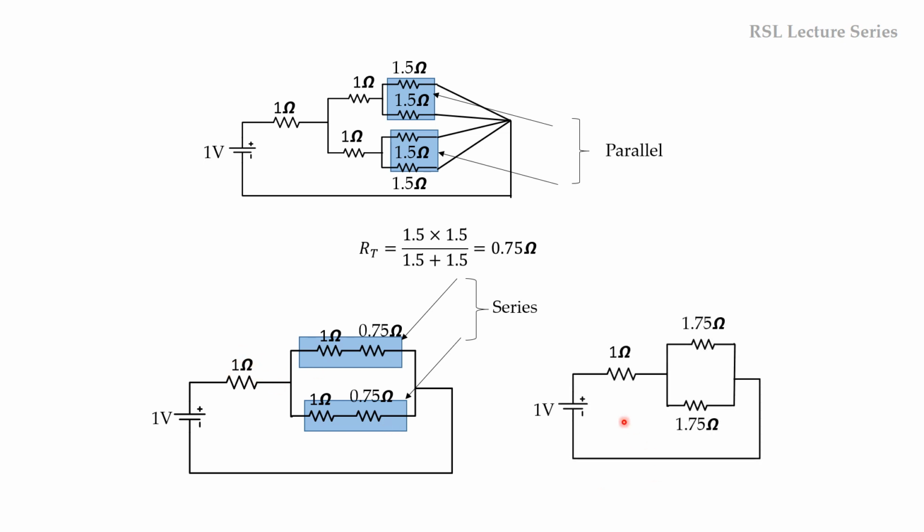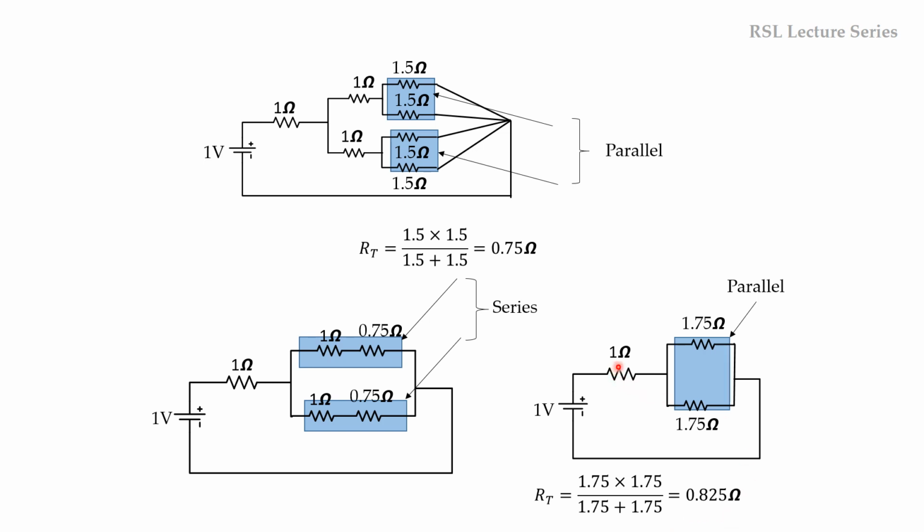This 1 ohm resistor will remain as such. These two will become 1.75. Again, these two resistors are connected in parallel, so we can apply the same formula like this, and we can simplify them into a single equivalent resistor. 1.75 into 1.75 divided by 1.75 plus 1.75 will give you 0.875 ohms.